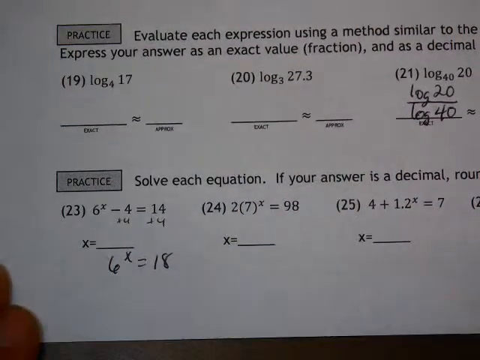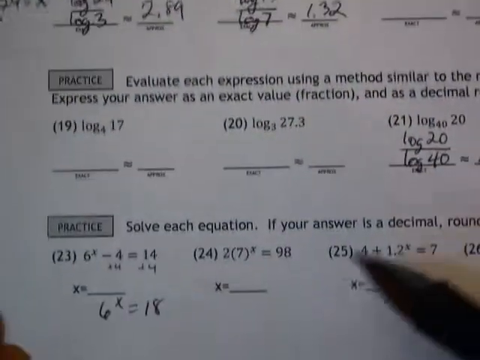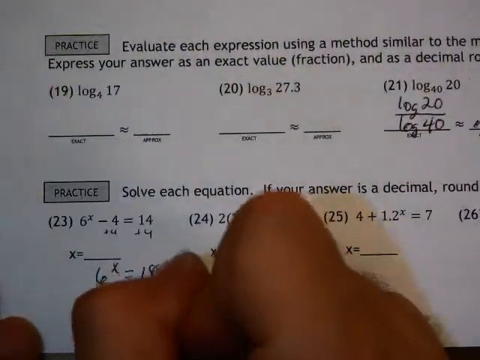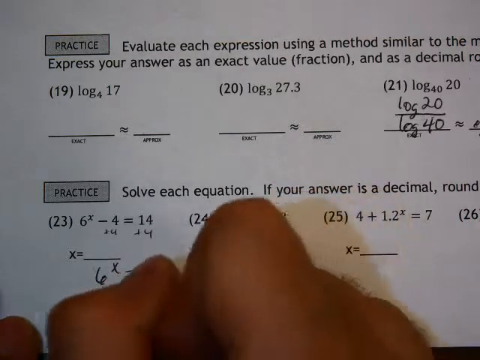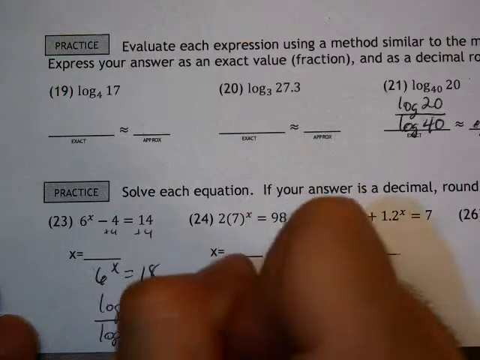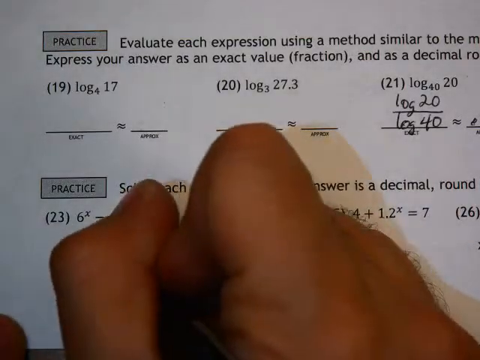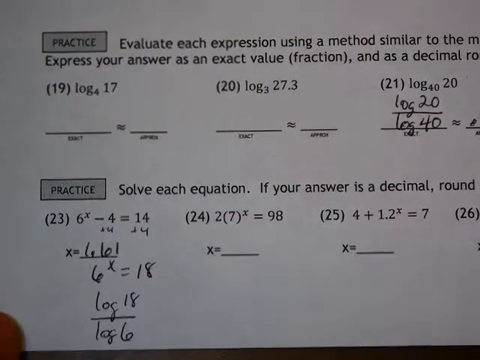Now that I've got it like that, I can go ahead and switch to this fraction form with the logs. So now I'm doing log of this 18, this solution, divided by log of the base, which is 6. This is now what I plug into the calculator. And when I do that, it should round to 1.61.